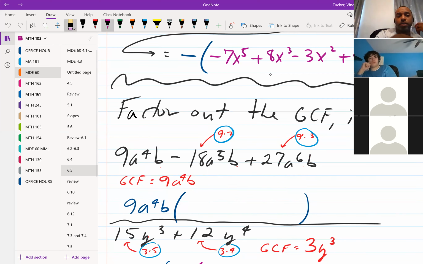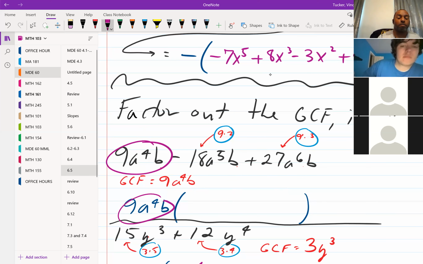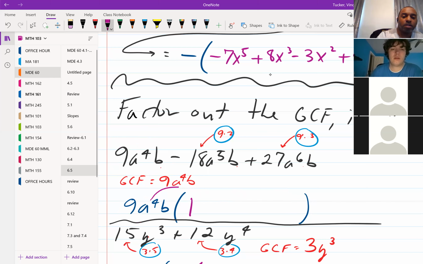So now if we notice, this GCF is the same thing as this first term. If that ever is the case, then that means that what goes in the parentheses is a 1 right there. So in other words, when I go to multiply this back out, 9A to the 4th B times 1 will give me 9A to the 4th B. You know what I mean? So whenever your GCF is the whole term, then make sure you put a 1 there for that term. So when you multiply it back out, you can still get what you originally had.